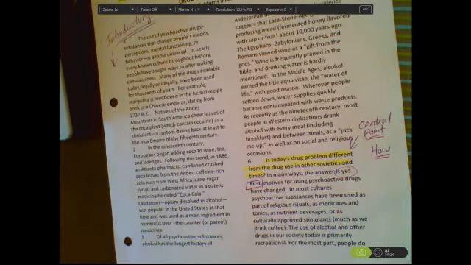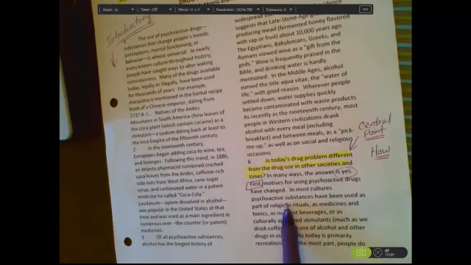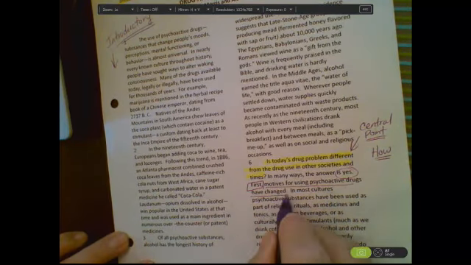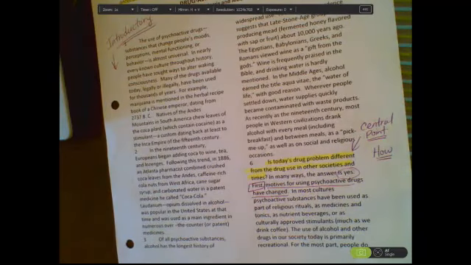Okay, let's look at the nitty-gritty. We are asking ourselves, how is today's drug problem different from drug use in other societies and times? And it says here, the first way it's different is that the motives for using psychoactive drugs have changed. So that's going to be in your notes. So right now, find that, label it, if that's most important.